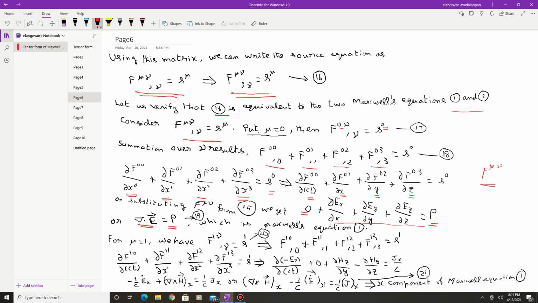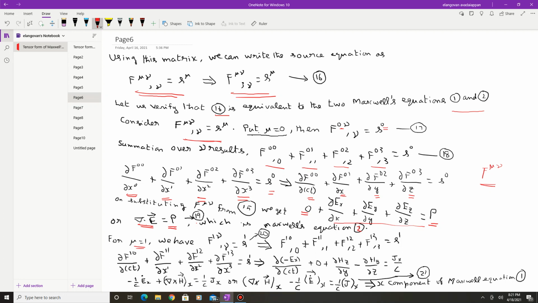Now for mu is equal to 1, this is Maxwell's equation 2. We will discuss this.